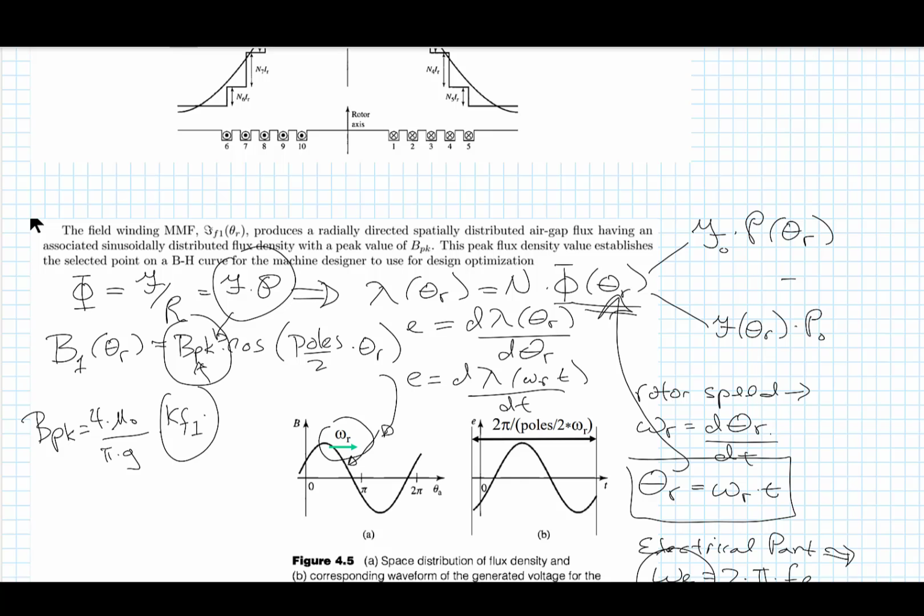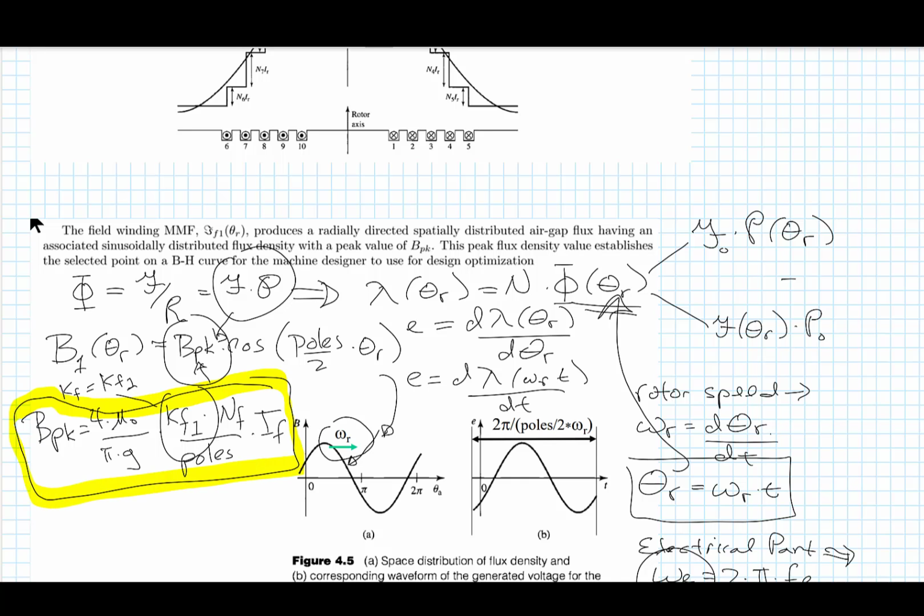And just to point out that in the textbook, in my notes, I kind of dropped the 1 at this point. So if it says K sub F or K of 1, it's the same thing, times NF, the number of field turns, divided by poles, times the field current. So there is our expression for peak flux density. Another one of the very important formulas that we need to remember.